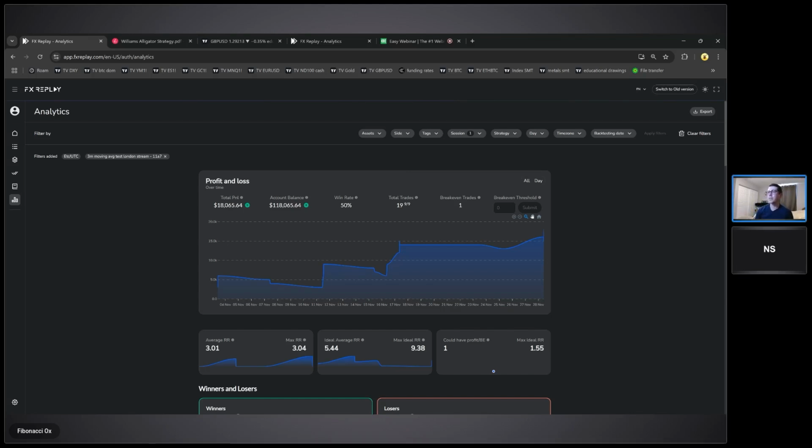Looks like it's about 1 trade per day. There's usually about 20 trading days in a month. So there are definitely some days where there are no trades, some days where there are 2 or 3 trades. Yeah, that's a good question. Does anyone else have any other questions?